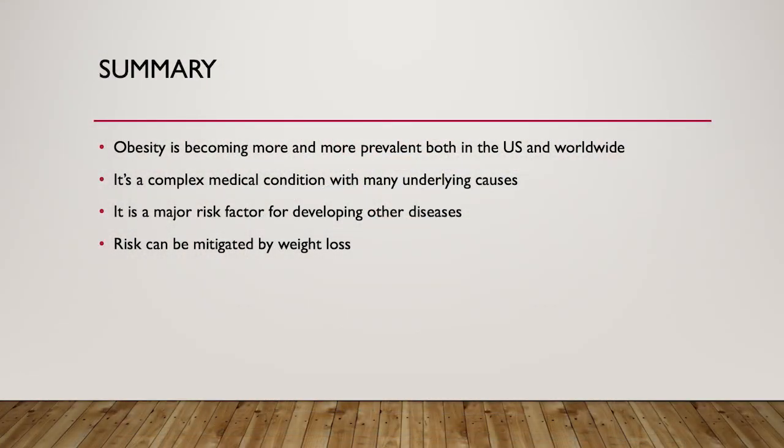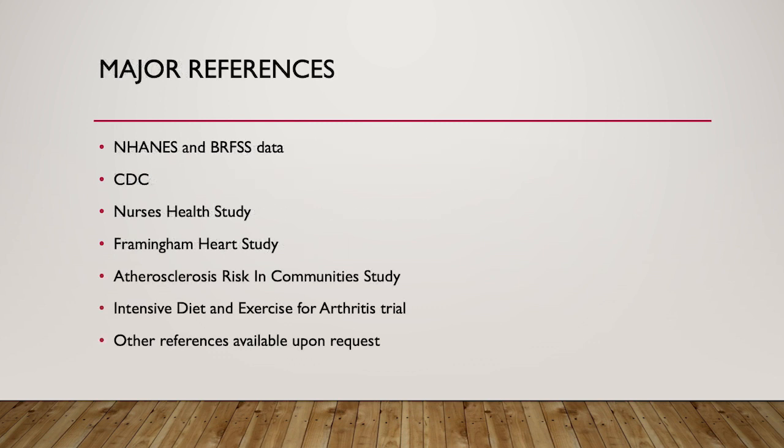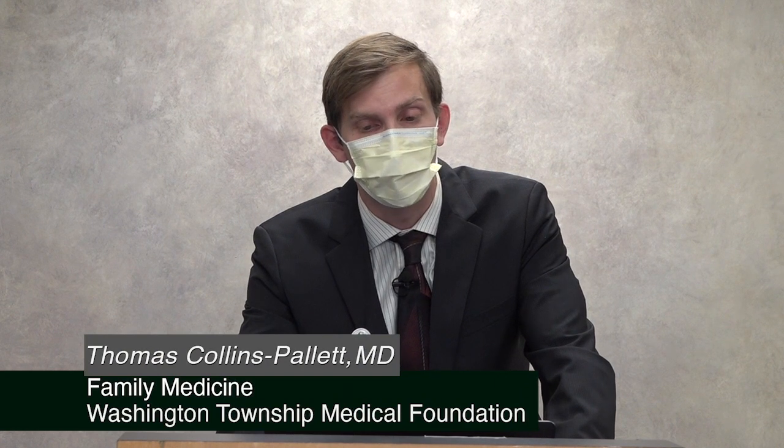So to give kind of a brief overview of what we talked about today, obesity definitely becoming more and more prevalent. It's very complex, not something we can just attribute to any single cause, and that's really why we have to focus on what we can adjust in lifestyle. And it's a major risk factor for developing other problems, but with some weight loss, we can really mitigate that risk. These are the major references I mentioned. So NHANES, BRFSS data, CDC website, the Nurses' Health Study, the Framingham Heart Study, Atherosclerosis Risk in Communities study, the IDEA trial, and there were a few other minor references that are available on request.